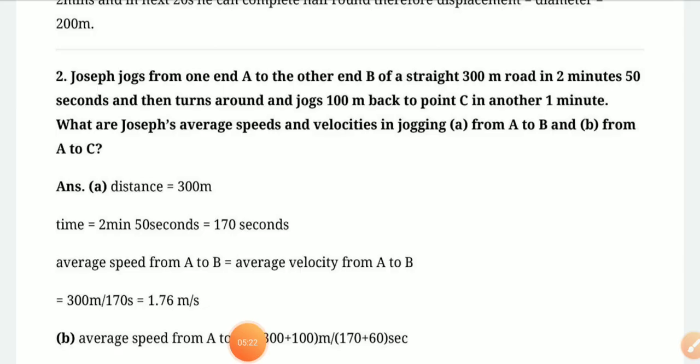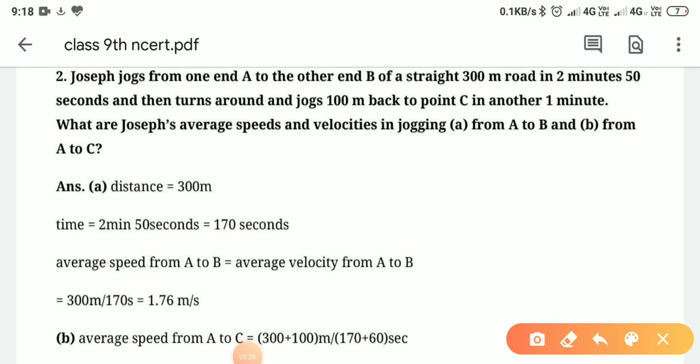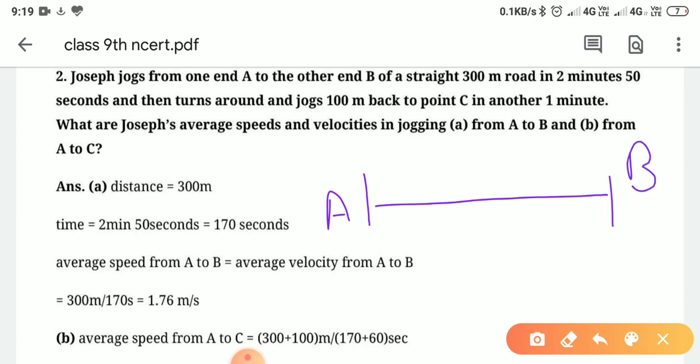Now our second question is: Joseph jogs from one end A to the other end B of a straight 300-meter road in 2 minutes 50 seconds. Suppose its initial position is A, it is moving in a straight line, and its final position is B. Joseph jogs from one end A to the other end B of a straight 300-meter road in 2 minutes 50 seconds and then turns around and jogs 100 meter back to point C.